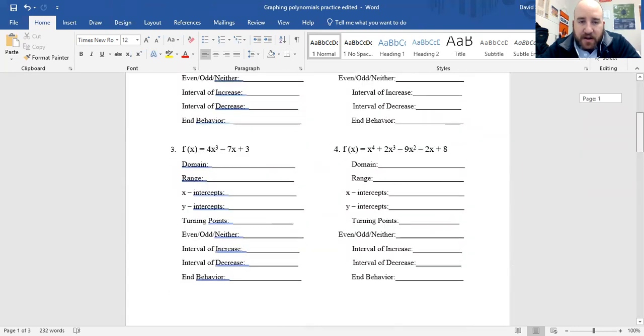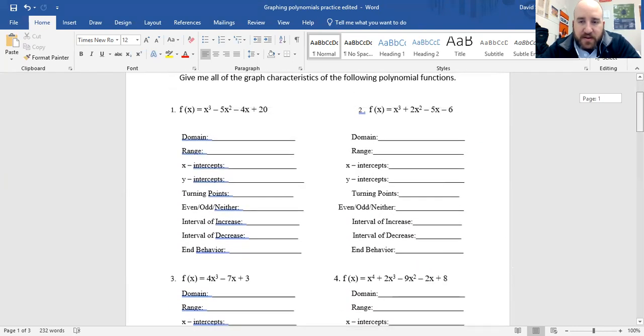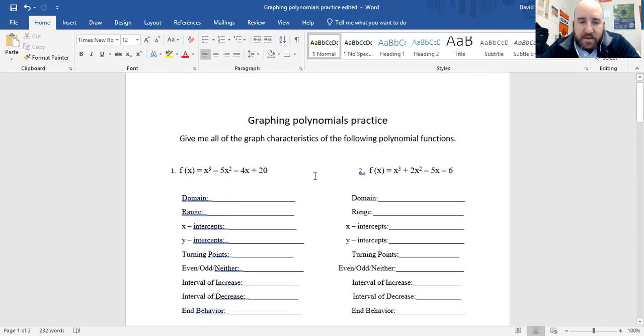So you got all these different polynomials, and we have all these different characteristics: domain, range, your x and y intercepts, turning points, if it's an even function, odd function, or neither, intervals of increase and decrease, and your end behavior. So we got to identify all those. So we got to type each function into Desmos and be able to identify them. So now let's go back to Google.